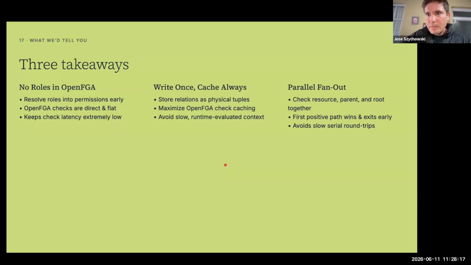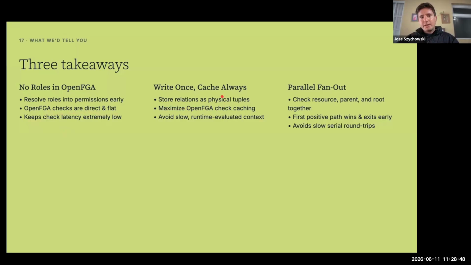So what we can tell you about our experience of using OpenFGA in a Kubernetes system, where we highly depend on controllers for making the state of our system, is that we decided to not write roles in OpenFGA. We always resolve them into permissions. We always try to make checks to OpenFGA direct and flat because this really allows us to get extremely low latency checks.